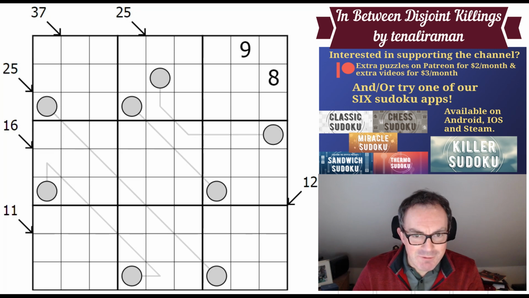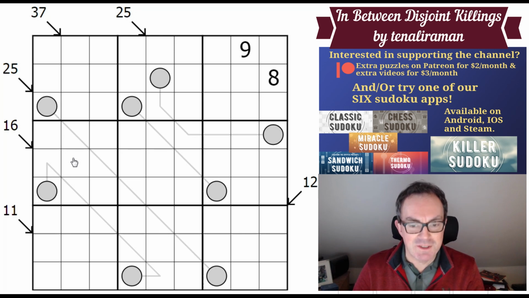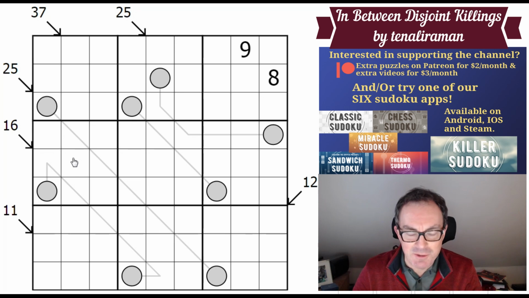Now today we've got a relatively old puzzle for you by tenaliraman. And the reason this puzzle's come up is it contains a between lines constraint. It's called In Between Disjoint Killings. Now why, you might ask, are we looking at an old puzzle with a between lines constraint? This is a very good question.